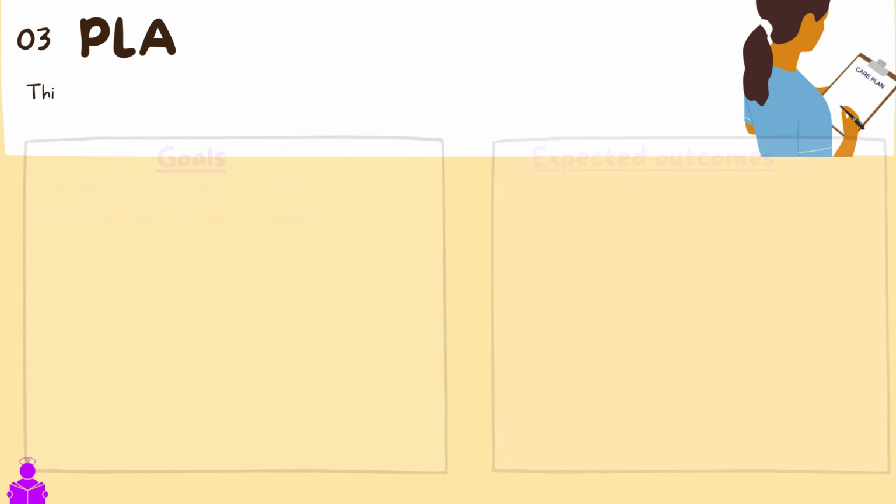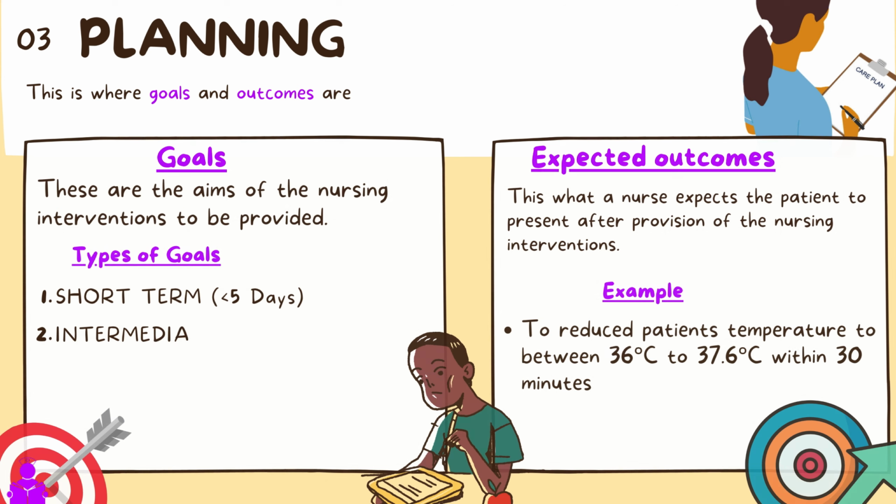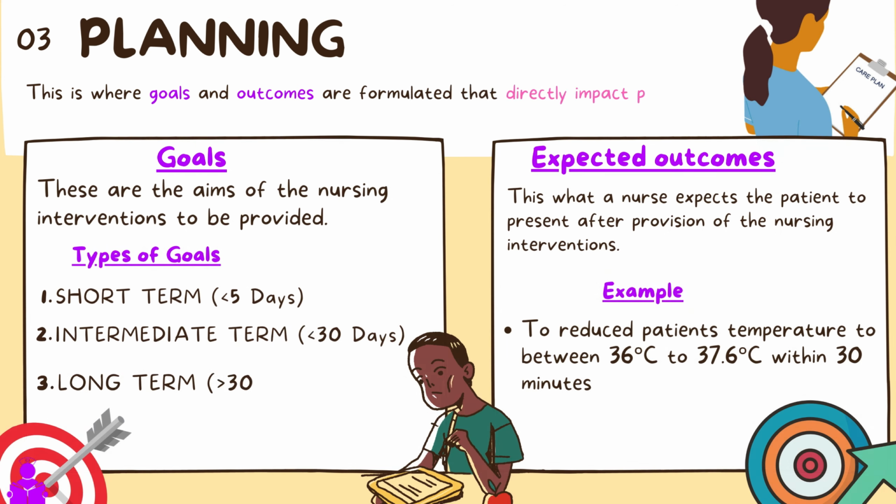We go on to the planning phase, which is going to involve setting goals and outlining expected outcomes. These two might sound similar, but there are key differences. Now, for goals, they are big picture aims. They are what we want to achieve overall. And these goals can have different timelines, so we can classify them into 3 types.